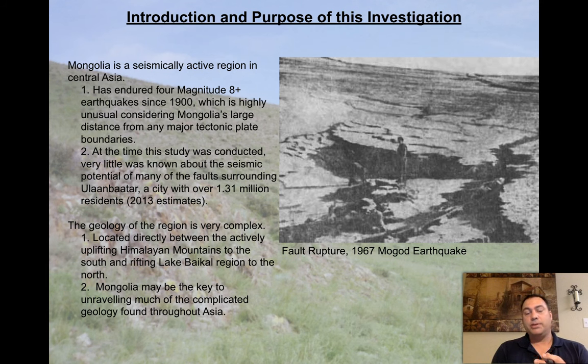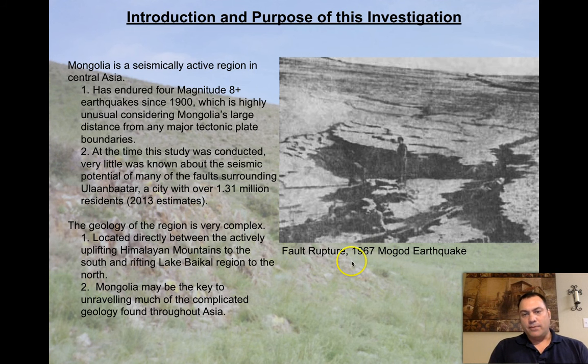The geology of the region is very complex. It's located directly between the active Himalayan mountains to the south and the rifting Lake Baikal region to the north. These seem to be an area of compression from the south and an area of extension up to the north. And something weird seems to be happening through the area. We wanted to see if we could figure out some keys to this. And so Mongolia is right in the middle of this, and it might be the key to unraveling a lot of that complicated geology found all the way throughout Asia.